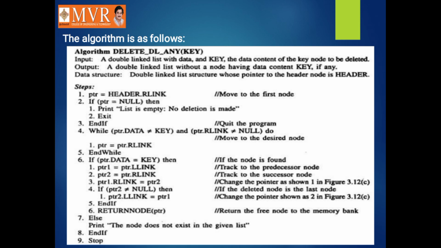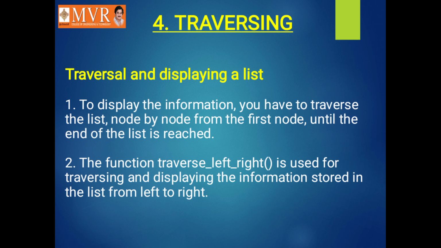If there is any data, then we move to that particular location. If it is specified to delete that particular element or that particular data value node, then we will delete that. Okay, and after deleting we will return the node back to the memory manager. Okay, this is the algorithm for deleting a node from any position of a double linked list. Now coming to traversing.